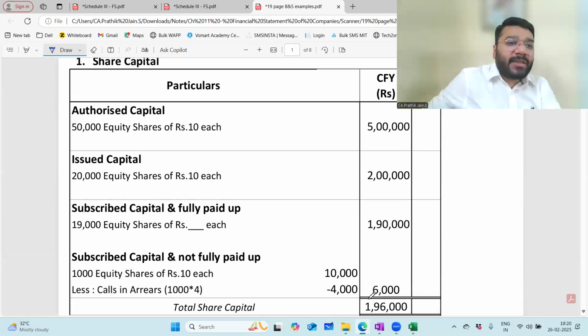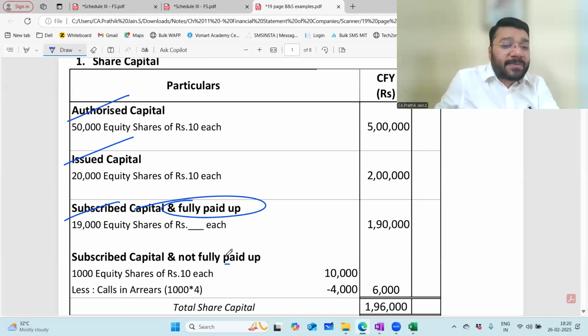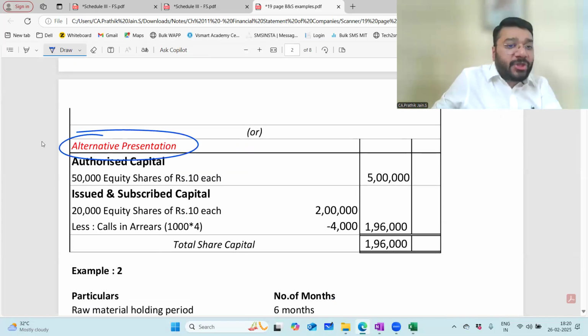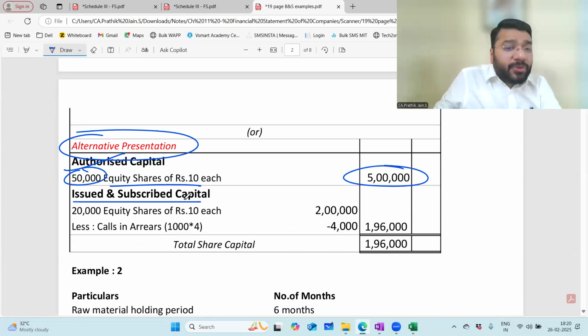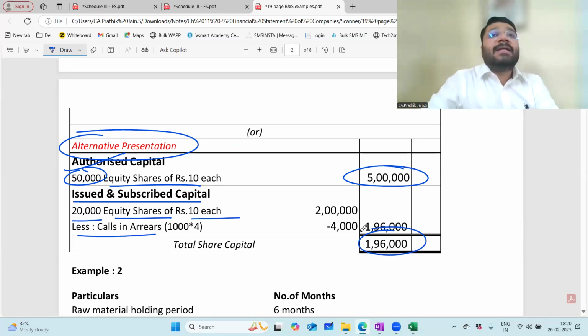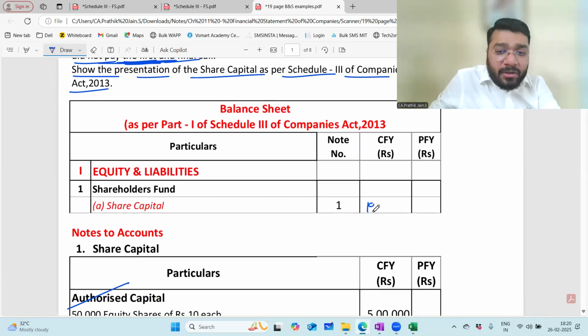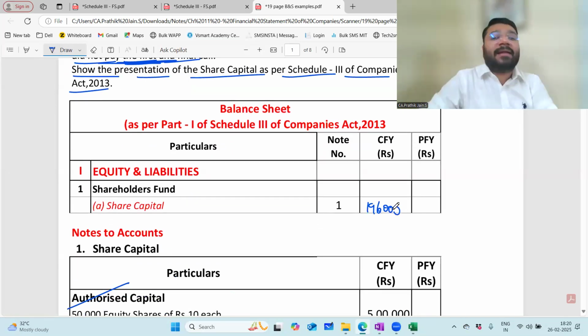This was the presentation that you adopted in your 12th standard, CA Foundation: authorized capital, issued capital, subscribed fully paid, subscribed not fully paid. Alternative presentation. Authorized how much? 50,000 equity shares of 10 each, 5 lakh. Issued, subscribed, and paid up capital, 20,000 equity shares of 10 each, less calls in arrear, 1,96,000. So this 1,96,000 is what will travel to your face of balance sheet. 1,96,000 share capital. Any problem?